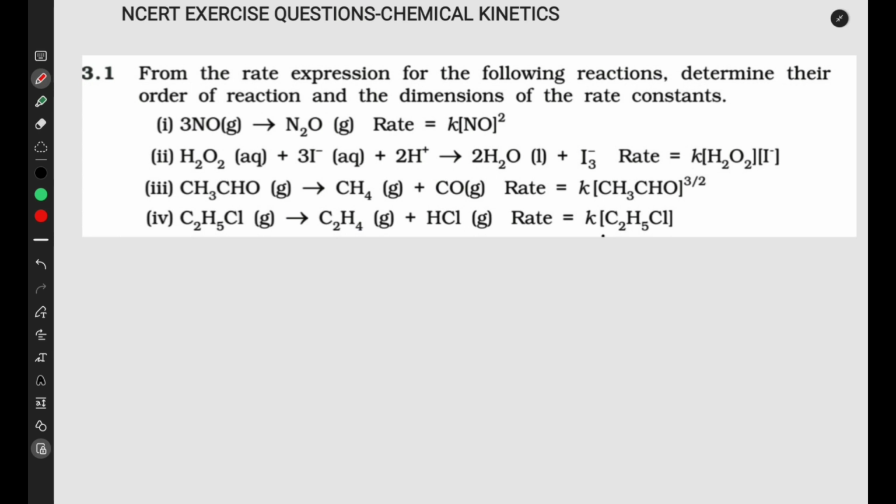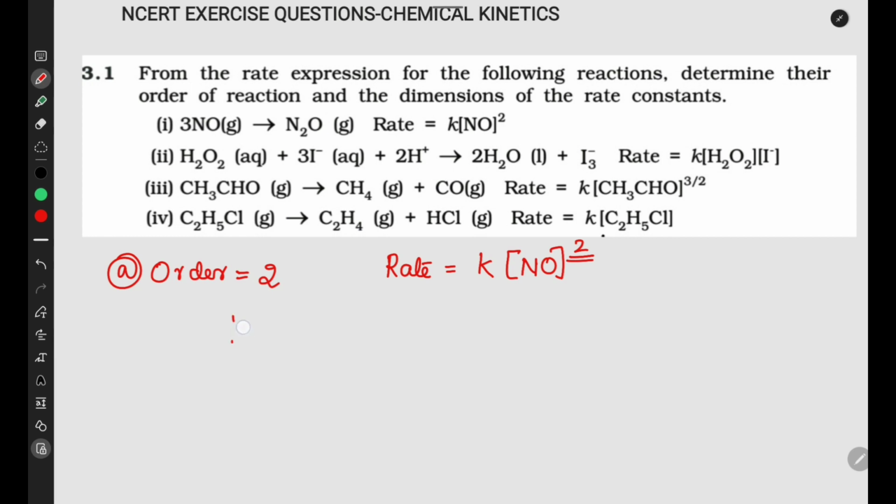So first let us find out the order. Order is the sum of the powers of the concentration terms in the rate law expression. Here rate is given as rate is equal to K into concentration of NO raised to 2. Here the power is 2, so order is equal to 2.